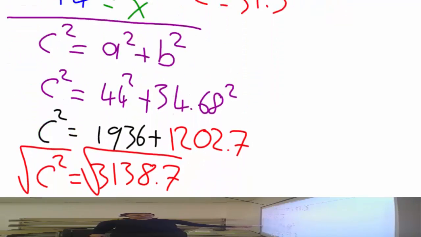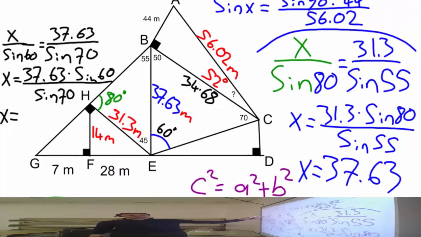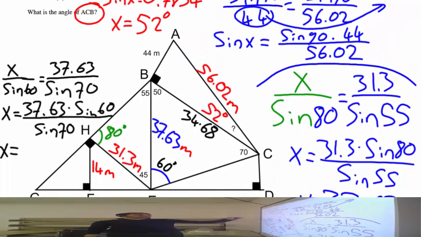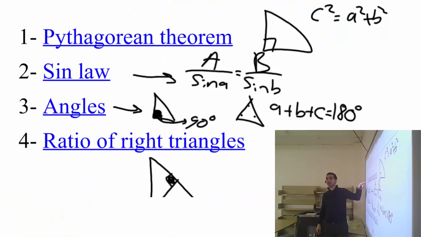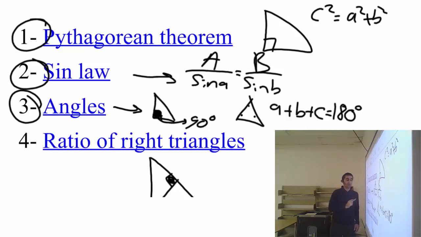A lot of calculation, but I repeat, I did not use anything other than 1. Pythagorean Theorem, 2. The sine law, 3. The angles, 4. Ratio of right triangles. I didn't use any other information here. So good luck.